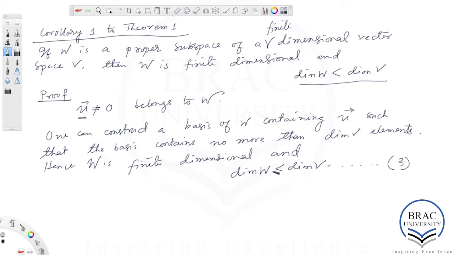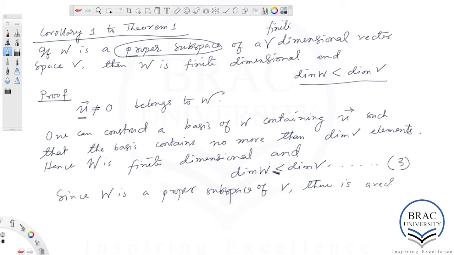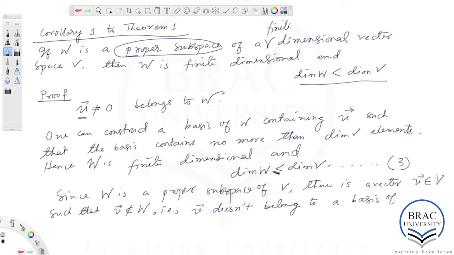Okay, now since W is a proper subspace of the finite dimensional vector space V, there is a vector V in the vector space V such that V is not contained in this subspace W. That is, V does not belong to a basis of W spanning W.